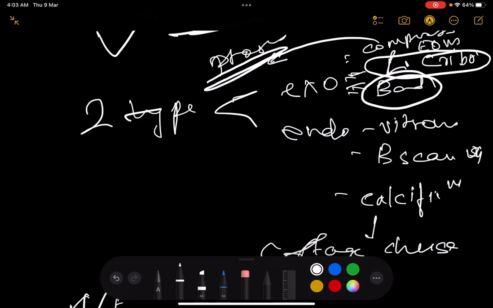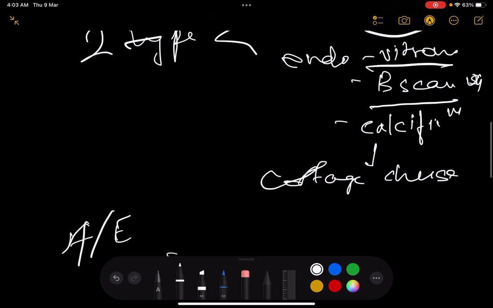Obviously there is another type which is the endophytic, which actually grows into the vitreous, and it can be seen on a B-scan USG of the retina, and obviously shows calcification. All right, so those are the two types of retinoblastoma based on the structures.